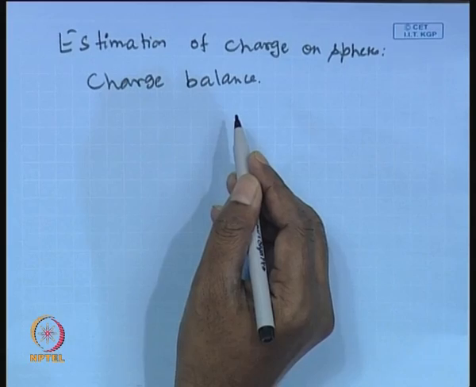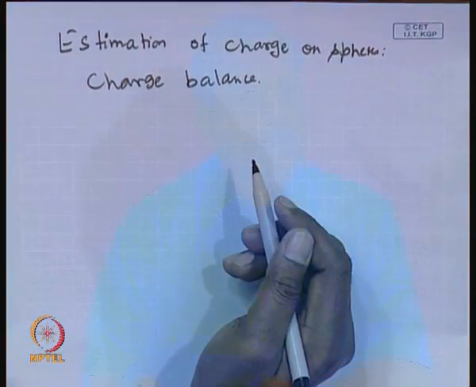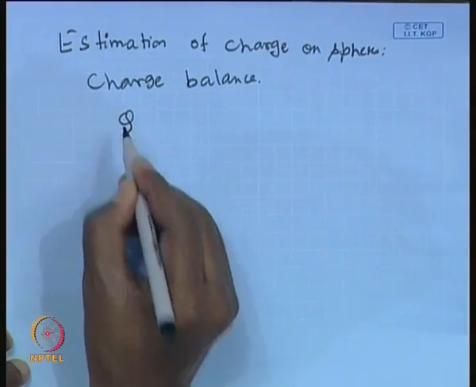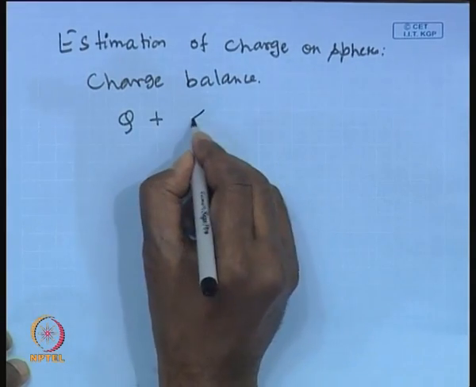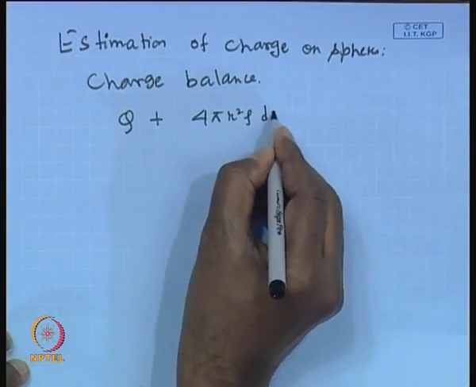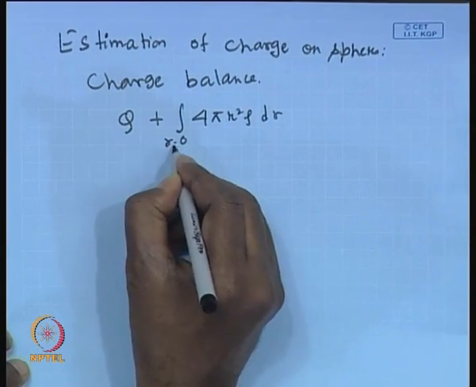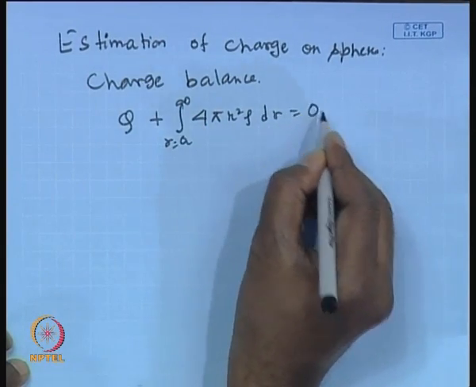That means net charge, because the bulk of the solution will be electroneutral, there is no excess charge. So, what is the excess charge? Excess charge is the charge residing on the solid particle plus the charge within the electrical double layer in the solution. The summation of these two charges will be equal to 0, because in the bulk of the solution it is electroneutral. So, the charge residing on the particle plus the charge in the double layer, the integral of 4 pi r square rho dr from r equal to a to infinity, must be equal to 0.